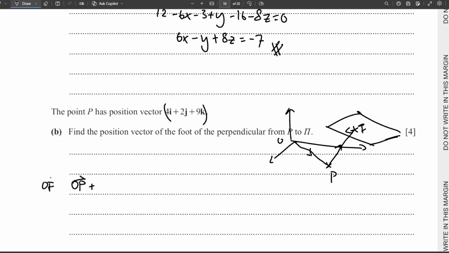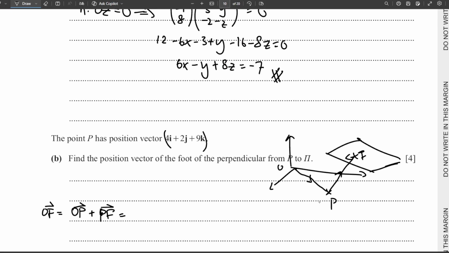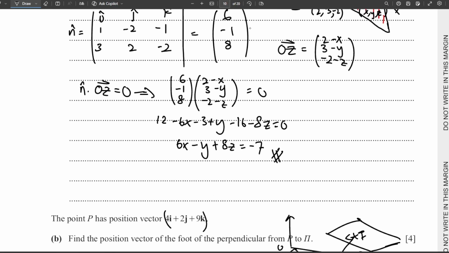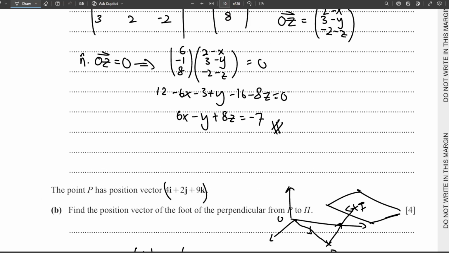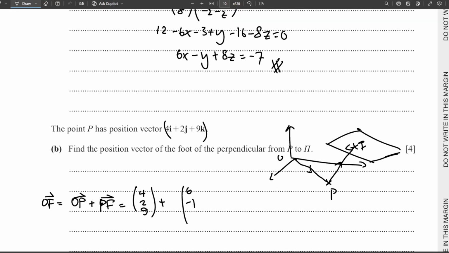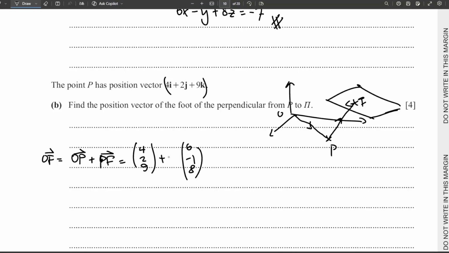So let's say this OF vector is OP plus PF. We don't know the exact value of PF, except we know the direction is this one, so we use a multiple of that. We put the position vector first, then we add the perpendicular direction vector, and we add a variable, let's say omega. So we travel omega distance in this direction to get to plane pi.